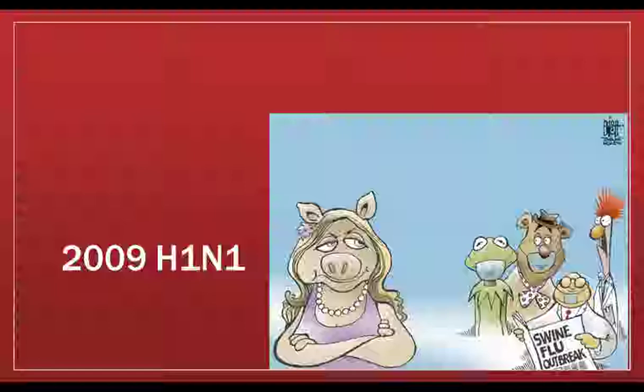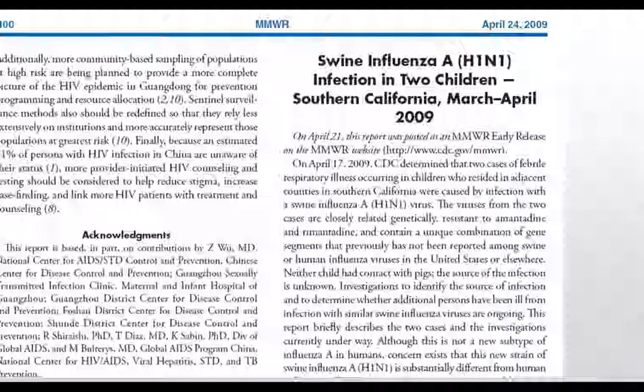So let's talk briefly about the 2009 H1N1 pandemic outbreak of flu. So this was a swine influenza A, and we first became aware of it in April 2009 when it was recovered from 2 children in Southern California. And these children did not have contact with pigs. They didn't have contact with each other. And the virus contained a unique combination of gene segments that had previously not been reported among swine or human influenza viruses in the United States or elsewhere.